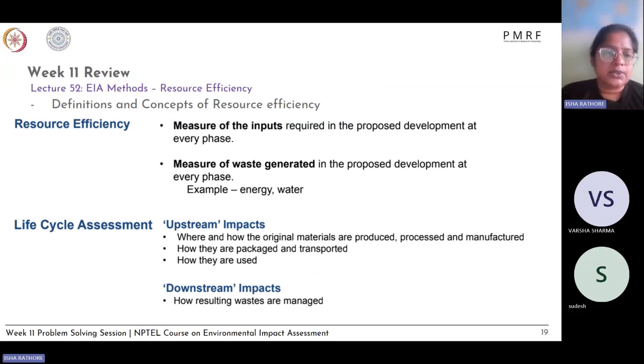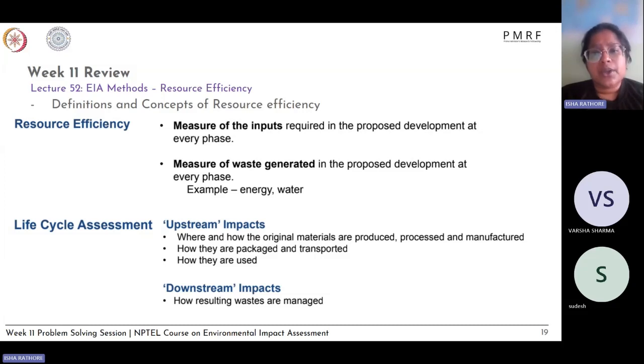So the second lecture in this week was lecture 52. Here we looked at EIA methods for resource efficiency. First we looked at the definitions and concepts of resource efficiency. Resource efficiency can be measured in two parameters. One is the measure of inputs and the second is the measure of waste generated.